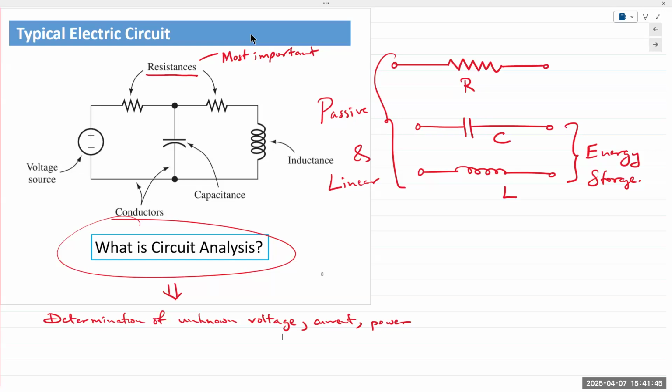Sometimes it's not possible to solve it directly, and so we come up with new techniques to generate more equations. The more equations we have, the easier it is to determine the solution. But Ohm's law, KVL, and KCL, these are the only three fundamental laws that we need for the entire circuit analysis.